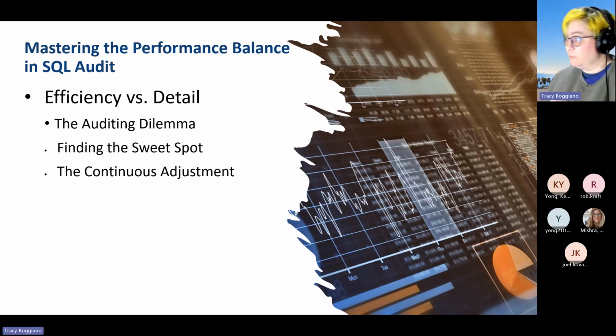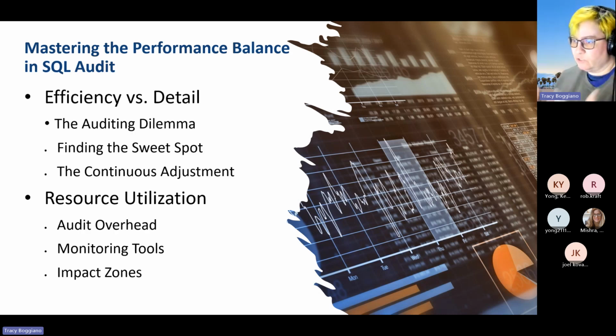Mastering your performance balance in SQL Audit is very hard, because of the auditing dilemma: the more you see, the more it goes slow. But you've got to find that sweet spot. By choosing the events to audit, you get more effective oversight without bogging down the system. But it is a continuous adjustment process, because periodically you're going to need to review and reconfigure your system to adapt to whatever's changing, because your developers are constantly releasing new features, your data needs are changing, things are changing. So you've got to watch your resource utilization.